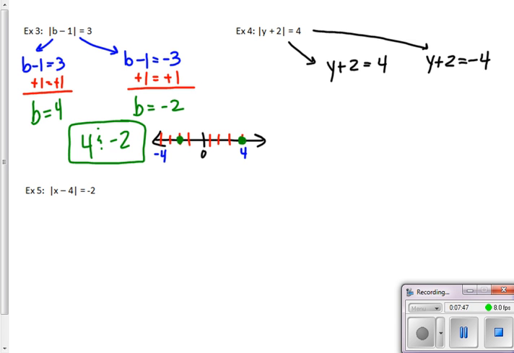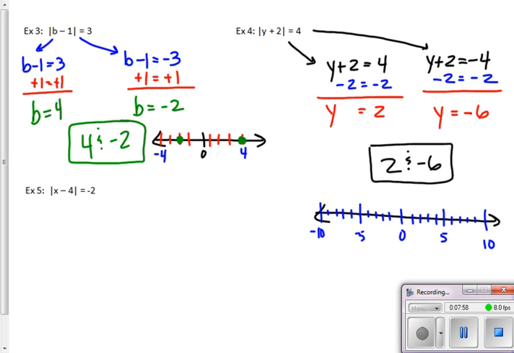Case 1, case 2, there they are. Solve for y. By subtracting 2, we find out that y is 2 and negative 6, and then we'll want to go ahead and graph on a number line. Here's my number line, my possible solutions being negative 6. We'll put a plot, and a positive 2. There's our plot.